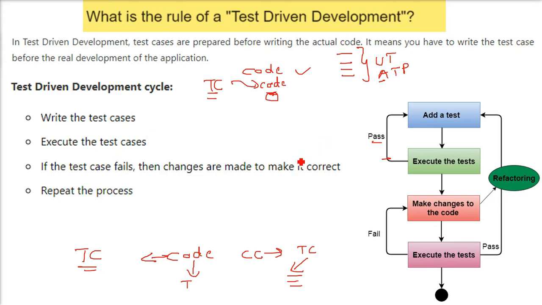So we write the test cases and execute them. If a test case fails, then changes are made to make it correct, and then we repeat the process. This is the TDD cycle, the test driven development cycle.